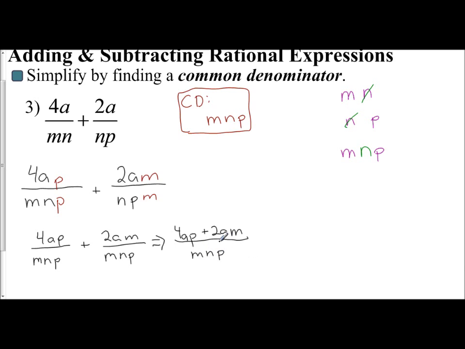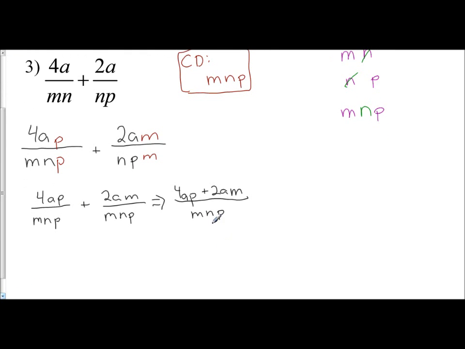Now what's new about this one is when I'm done, I take a look at what my numerator says. I can see right now there is a GCF in the numerator. The GCF of the numbers is a 2. The GCF of the variables is an a. So I can factor out a 2a and get 2p plus m over mnp. And that is the completely simplified rational expression.